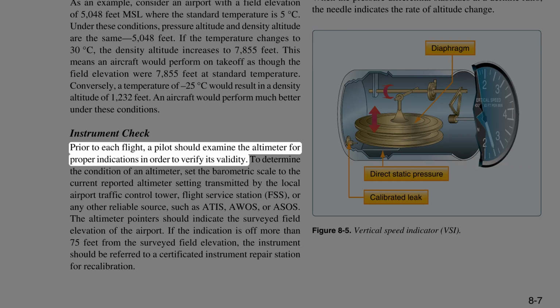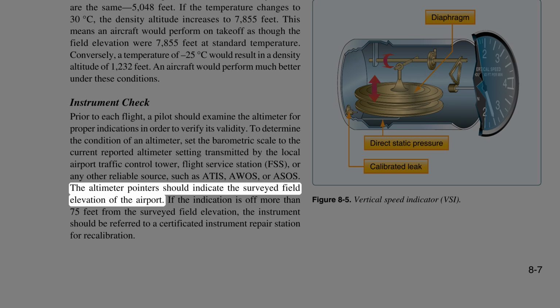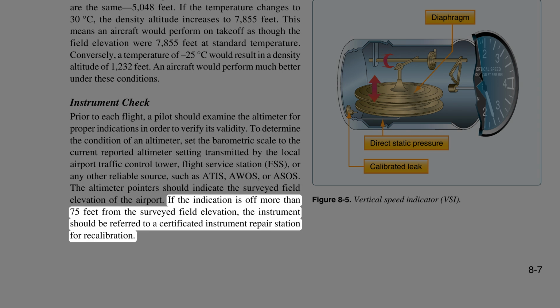Instrument check. Prior to each flight, a pilot should examine the altimeter for proper indications in order to verify its validity. To determine the condition of an altimeter, set the barometric scale to the current reported altimeter setting transmitted by the local airport traffic control tower, flight service station, FSS, or any other reliable source, such as ATIS, AWOS, or ASOS. The altimeter pointers should indicate the surveyed field elevation of the airport. If the indication is off more than 75 feet from the surveyed field elevation, the instrument should be referred to a certificated instrument repair station for recalibration.